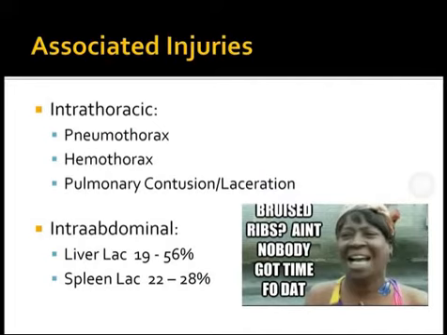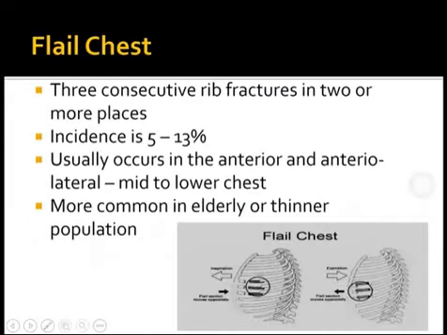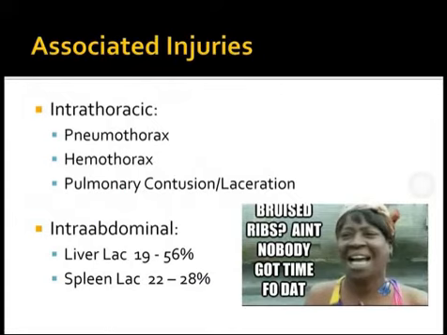Hemothorax and pneumothorax, you're obviously going to drain with the chest tube. There's up to 56% of patients with lower rib fractures have a liver lac and 28% have a spleen lac. I think I'll go into it a little bit more later. And almost never am I going to the operating room for blunt trauma with a hemothorax. But how do I decide?